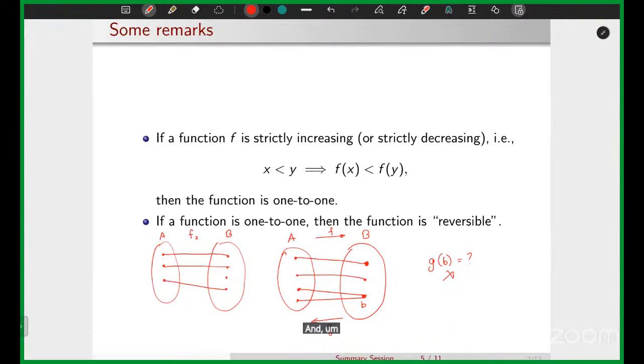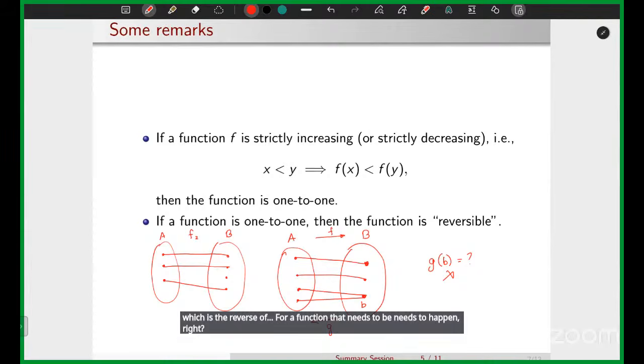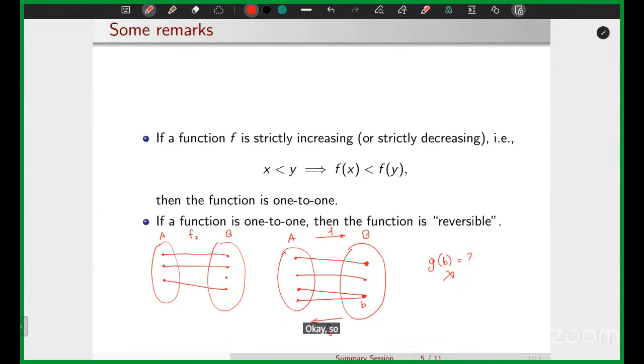Does every element have an image? For a function that needs to happen, right? So no, there is an error. I cannot define the reverse from B to A, but is there a way that I can define the reverse? It's actually called the inverse.